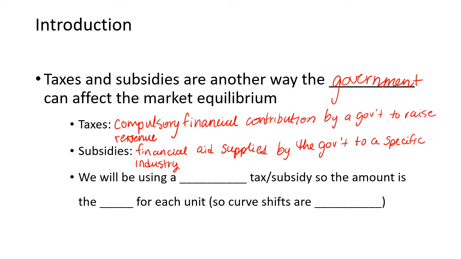We're going to be using specifically a per unit tax and subsidy, which means that it's the same amount of a tax or subsidy for each unit. So our curve shifts are going to be parallel. There's nothing that this assumption does to change any of the things. It just makes our sketching a little simpler so we don't have to worry about if it shifts more for low or higher. We're just doing the same amount of $1 of a tax or subsidy, whether it's the first unit or the 20th unit.